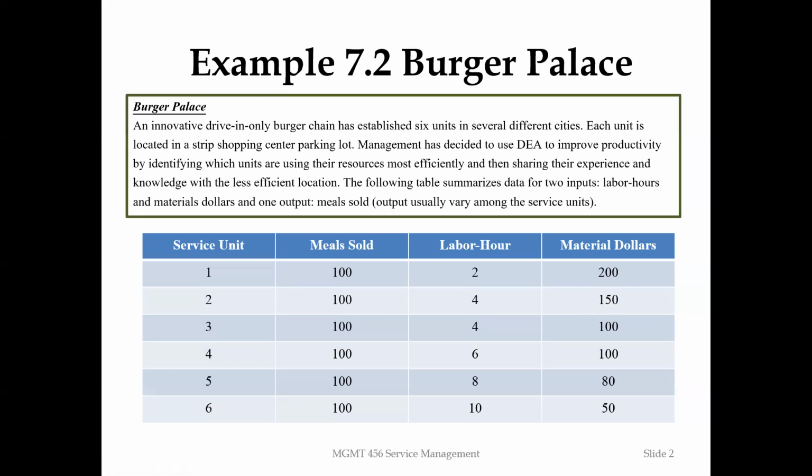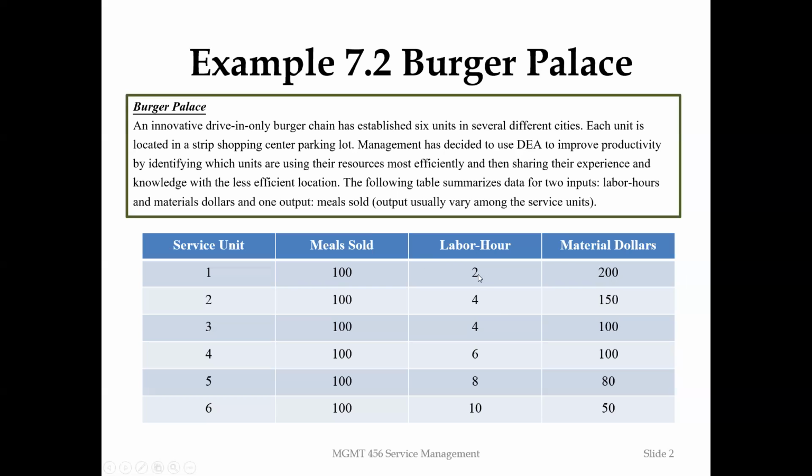Now, look at all these data. What can we say? Which service unit is doing a good job, which one is not? Because the output is exactly the same, we really look at the input. Whichever service unit uses less input to produce the same output, we say this service unit is more efficient. But what makes things more difficult is that labor hours and material dollars are both inputs. So we have 2 kinds of input, which makes that assessment very difficult. If we only had 1 input, it's much easier.